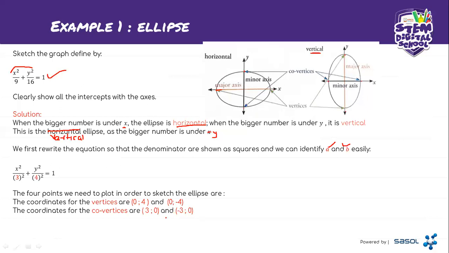Then now we're going to take these points and plot them on the Cartesian plane, and then this is what you're going to see. So this is the graph we're looking for. You can see this graph is vertical, right? It's vertical. Then now let's go to the next question.